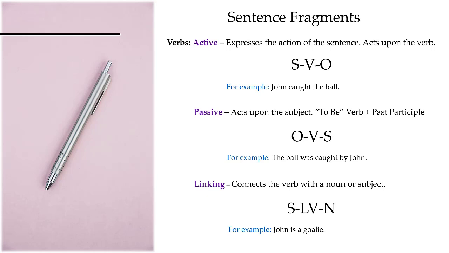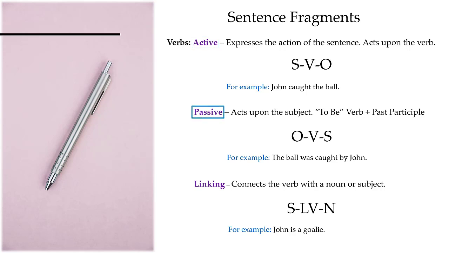So there are three kinds of verbs. To continue as far as the basic sentence structure, there are three kinds of verbs that you can see in sentences. The first, and this is the one that allows you to use flesh and blood characters most commonly, is the active verb. This expresses the action of the sentence. In this sentence structure, you have the subject, the verb, and then sometimes the object. The example is, John caught the ball. This is an active sentence because the subject is doing the action. John is the subject, the verb is caught, and the object is the ball. So, John caught the ball.